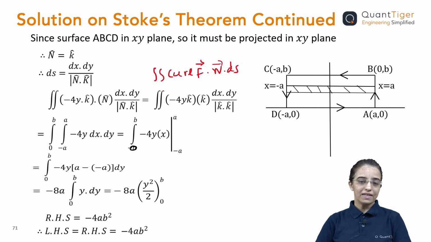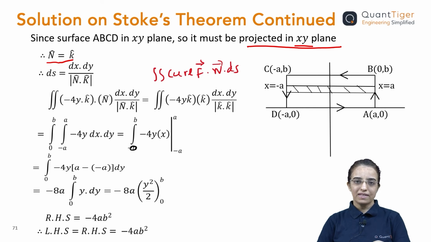So since it is projected in XY plane, तो n cap क्या हो जाएगा, k cap. Why? Because we take the perpendicular. So xy plane के लिए what will be the perpendicular axis? That will be z axis which will be perpendicular, and unit vector along z axis is nothing but the k cap. तो उसका unit vector हम ले लेंगे as n cap.